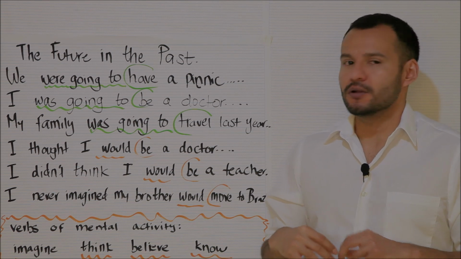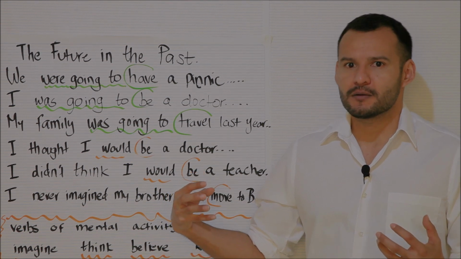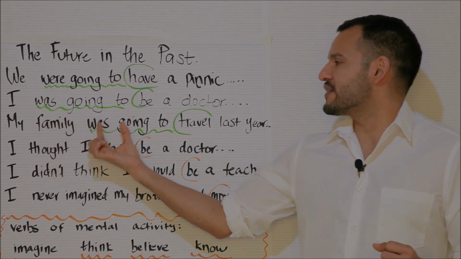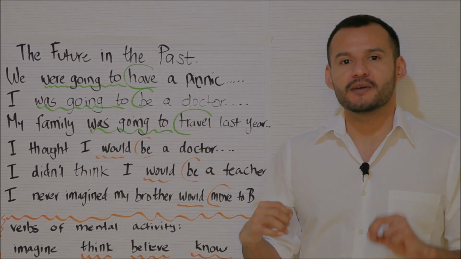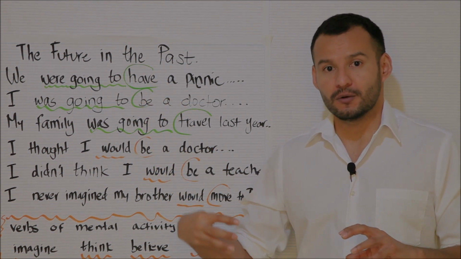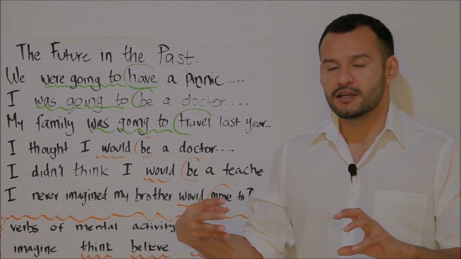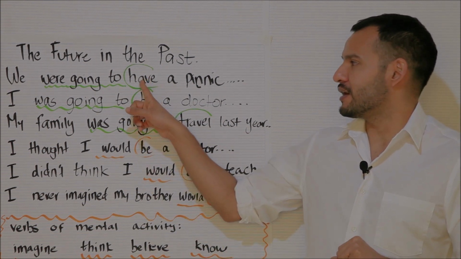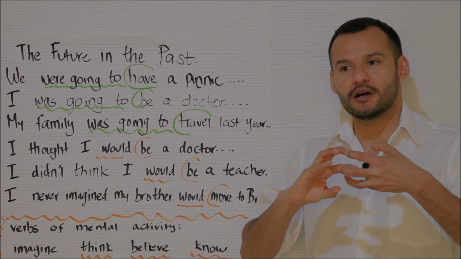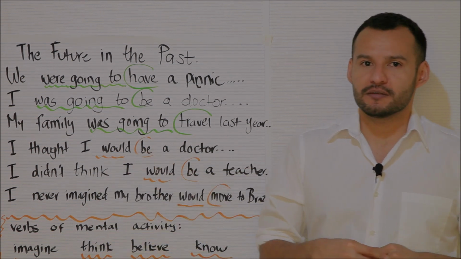And in the final example, last year my family was going to travel, but then there was a global pandemic and they had to cancel their plans. So again, the subject was going to and a verb in the base form. And it is important to note that when we use was going to or were going to, typically we use it to talk about plans that we had in the past that changed. So for example, I didn't have a picnic, I didn't become a doctor, and my family didn't travel. So the opposite of what your plan was happened.